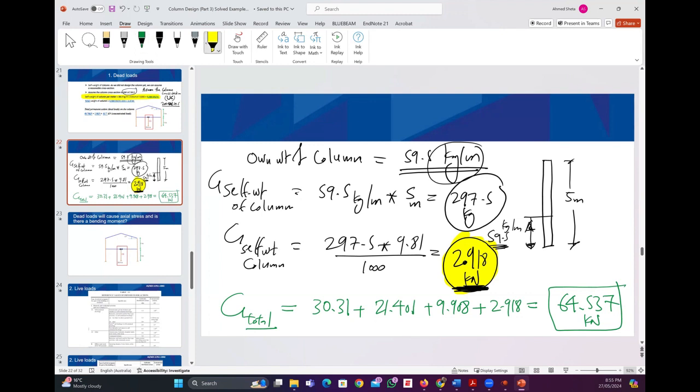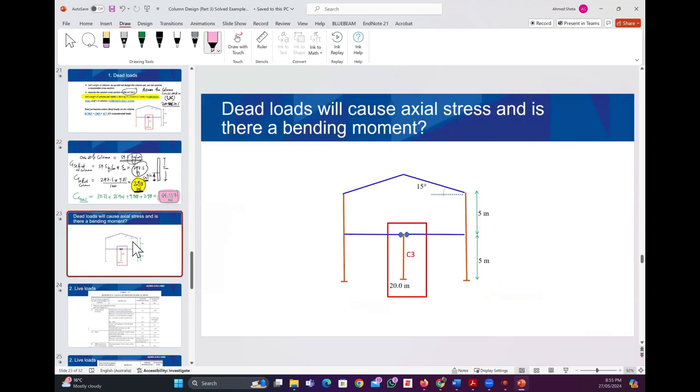What is the next step for the column? Are you tired? No, it's the live loads. Yes, if you want to finish now and continue later, it's okay. Oh no, we're all good. All good? Okay. So this is for the dead load.